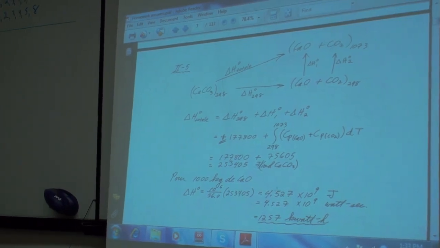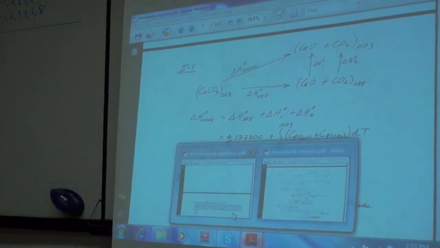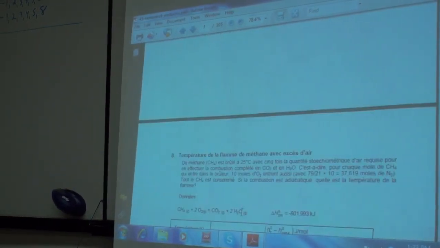And let's just look at number 8 as well, and then I'll be done with it. Number 8 is very similar. These are classical heat balances. The flame temperature of methane with excess air. The flame temperature is the way chemists or chemical engineers compare various fuels. It is the temperature that the flame would reach if there were no heat losses, if it were adiabatic. In that case, you're talking about an exothermic reaction.